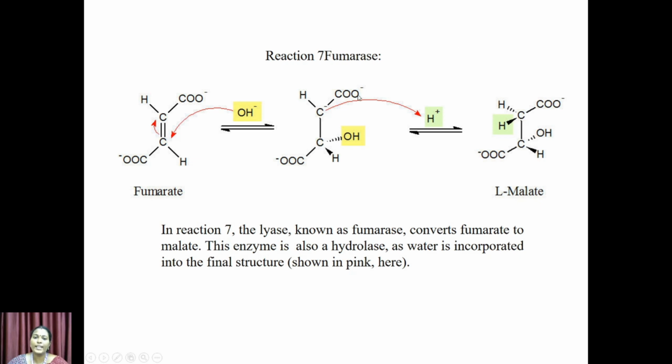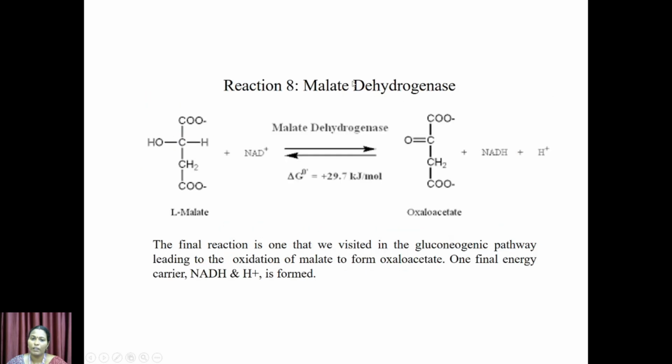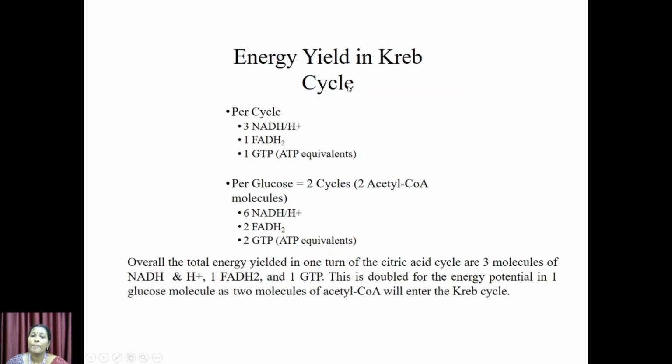Reaction 7, fumarate is converted into malate. Okay, in this step water is incorporated into the final structure. Reaction 8, malate dehydrogenase. L-malate is converted into oxaloacetate with the help of the enzyme malate dehydrogenase. One final energy carrier, NADH and H plus, is formed. NADH plus H plus is formed in these reactions. Energy yield in the Krebs cycle: 3 NADH, 1 FADH2, 1 GTP.